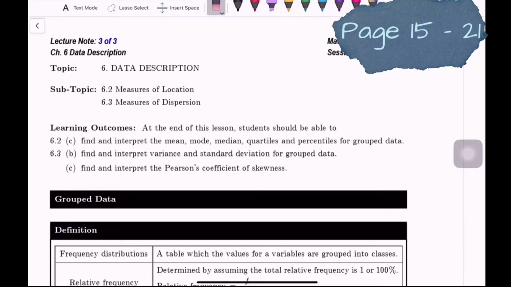6.2 Measure of Location, 6.3 Measure of Dispersion.